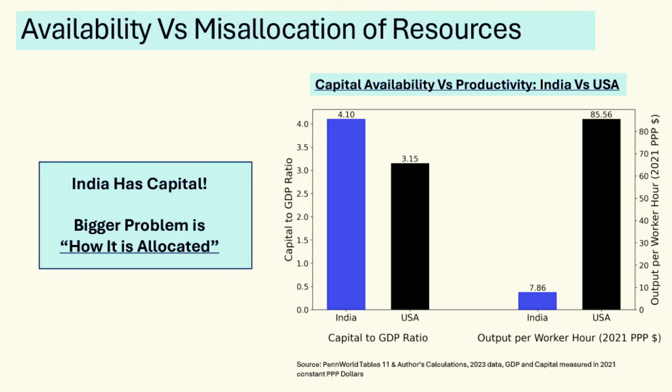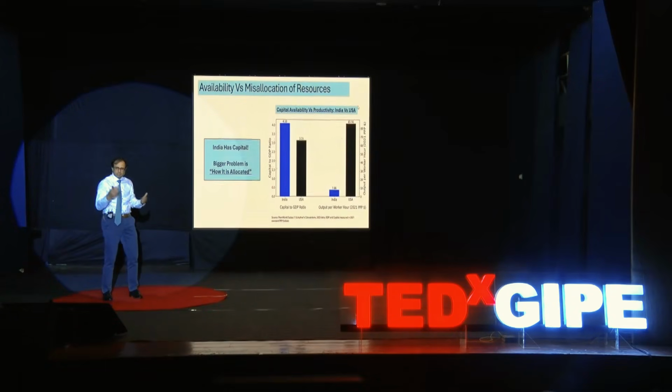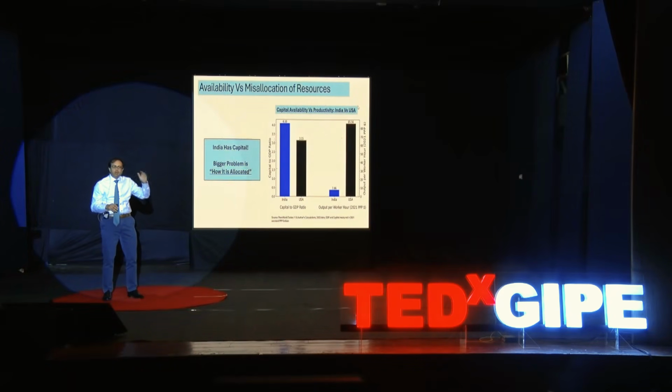But look at the right-hand side of the graph, the productivity. How much do workers in the US produce in 1 hour in terms of dollars, adjusted for price differences and inflation differences and so on and so forth? $85. Compared to that, Indian workers per hour produce $7 to $8 worth of output. That's a 10x productivity difference. And this productivity difference is not coming because we have less capital. It's just because the capital is not allocated properly. So in the next 10-15 minutes I will convince you that the first order problem India is facing is not the scarcity of capital, but the optimal allocation of this capital, and how it is allocated matters.